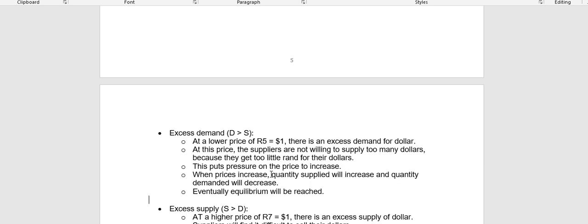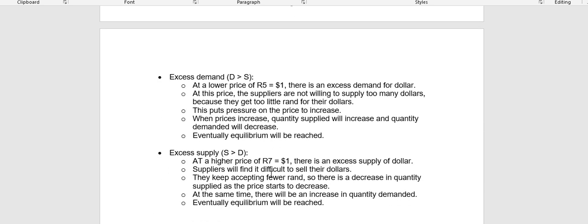When there is an excess supply at the higher prices, obviously there's an excess supply of dollars. Everybody wants to sell their dollars, but they're finding it very difficult to find people to buy their dollars. So they keep accepting less and less. As I said, they decrease their price a little bit, so that they go back to equilibrium eventually again.